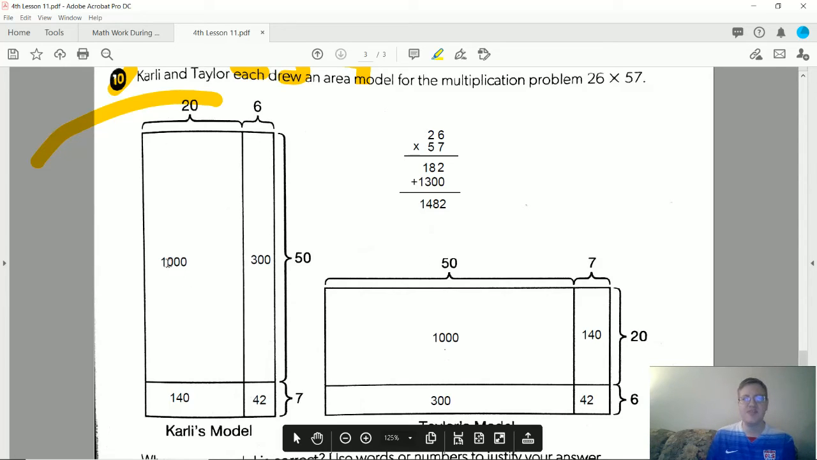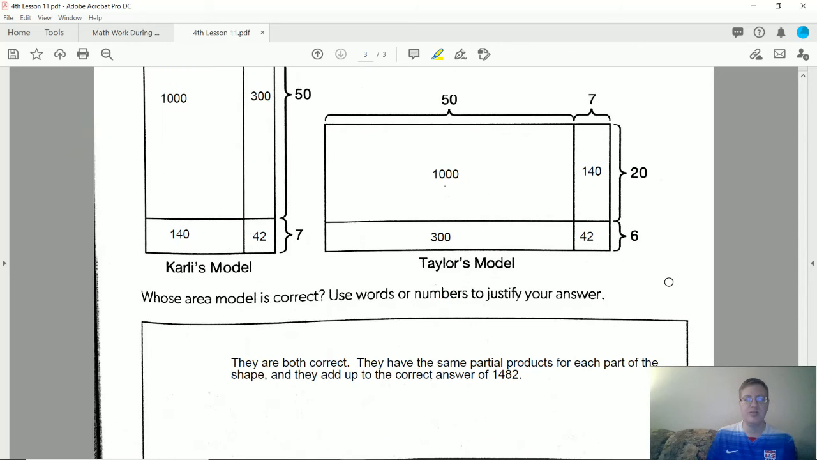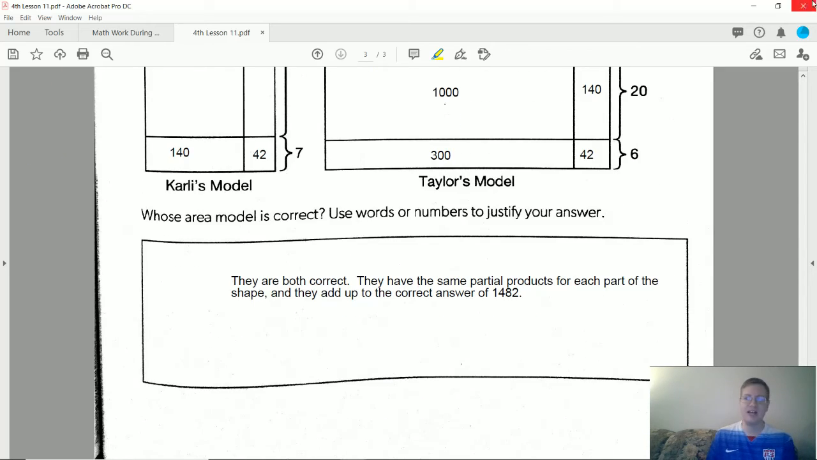So 20 times 50 gives me 1,000, 6 times 500, or excuse me, 6 times 50 gives me 300, 20 times 7 gives me 140, and 6 times 7 gives me 42. Those are exactly the same. If I do the traditional method for multiplying, here's what I would get. And so I'm going to get 1,482. So both of them are correct for that reason. They just look slightly different. So those are our problems for today.